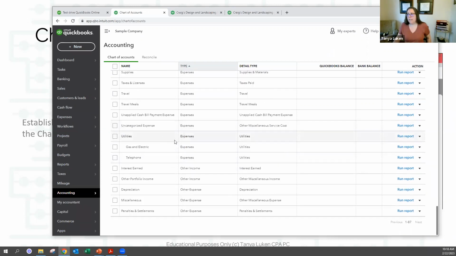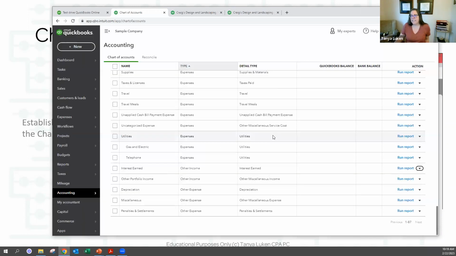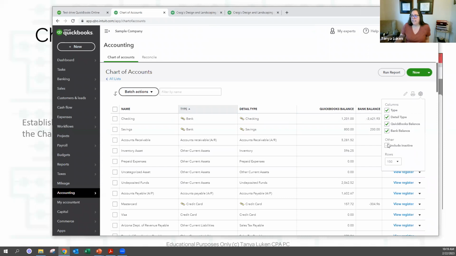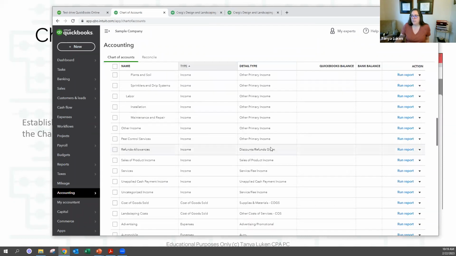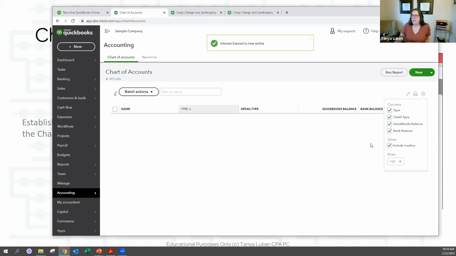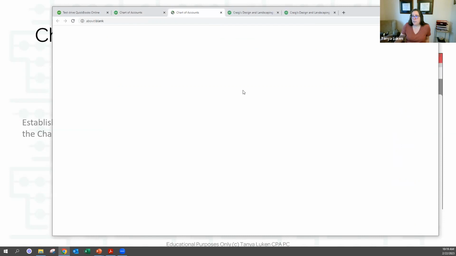All right. You can run reports on any of them. If you are tired of looking at them, you can make them inactive. It'll ask if you're sure, and you say yes. And then if you're like, wait, I shouldn't have done that, your inactive lives here. You would include inactive in the settings box. And then if you go all the way down to the bottom, there's an option to make it active again. Okay. So you can see it there. If you wanted to print your list, you could.